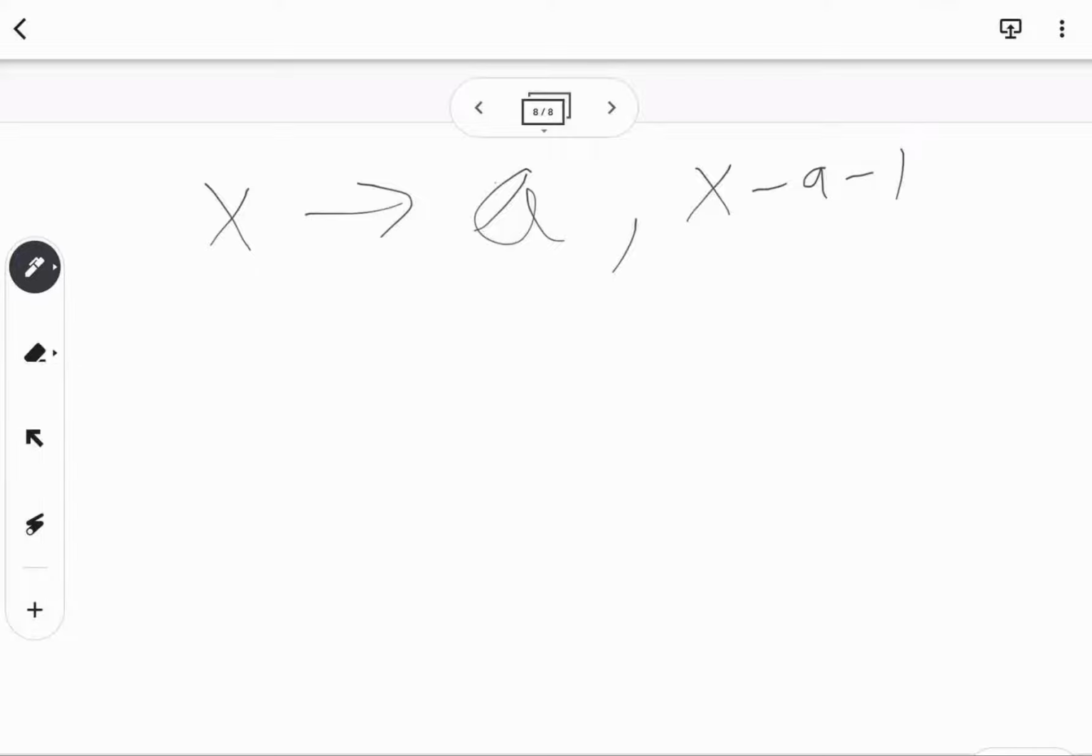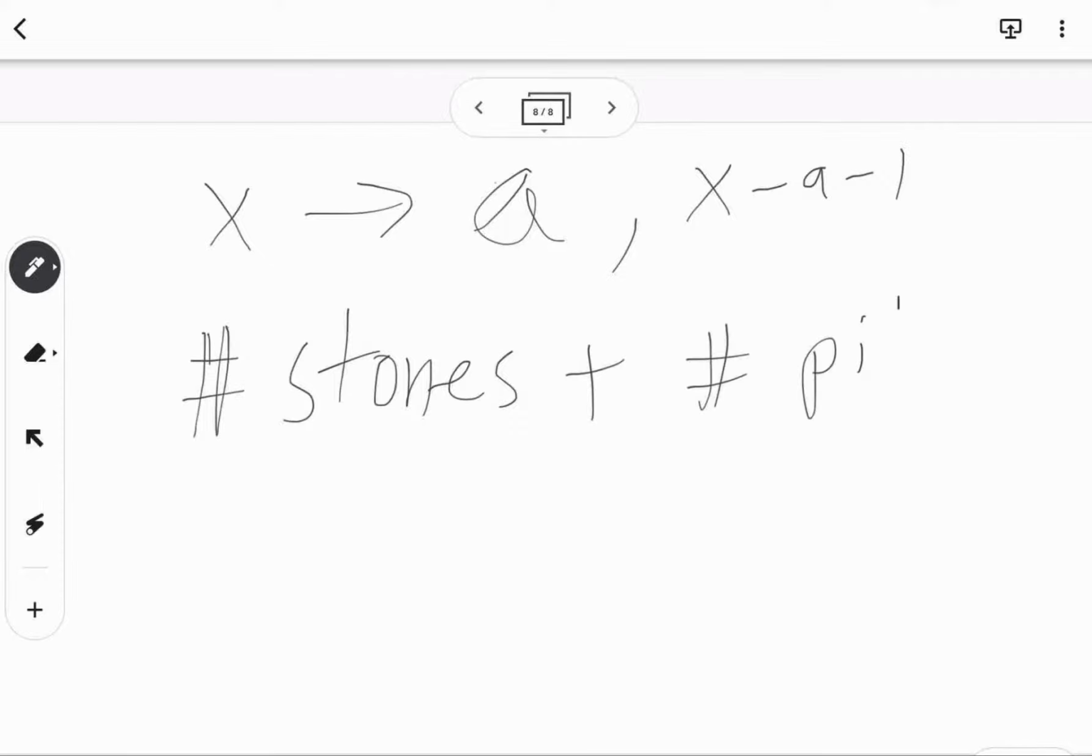So the idea is, what stays invariant here, right? Well, what stays invariant here is number of stones plus number of piles, right? Because every time we split a pile, we take away one stone, but we add a pile. We go from 1 pile to 2 piles, right? It is invariant.